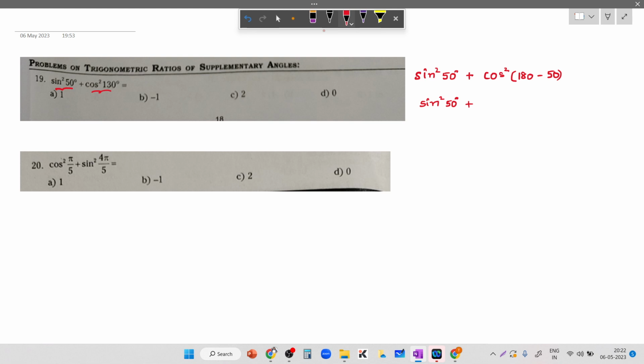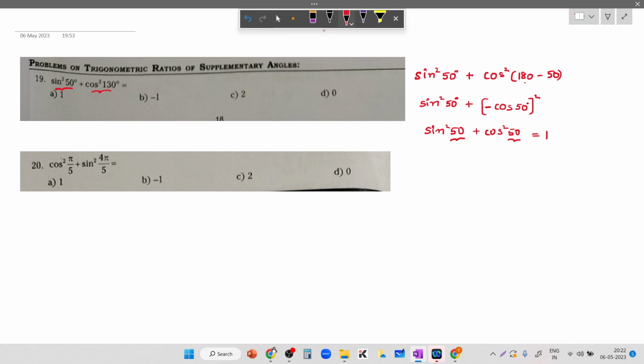With 180 minus, there will be no change in the name, it will become cos only. But since 180 minus belongs to the second quadrant, in the second quadrant sine is positive, cos will become negative, so it will become minus cos 50. But since there is a square, that minus also will become plus. So sine square 50 plus cos square 50, the answer is always 1, because sine square of any angle plus cos square of any angle is always equal to 1, since it is the first trigonometric identity, sine square theta plus cos square theta is equal to 1.